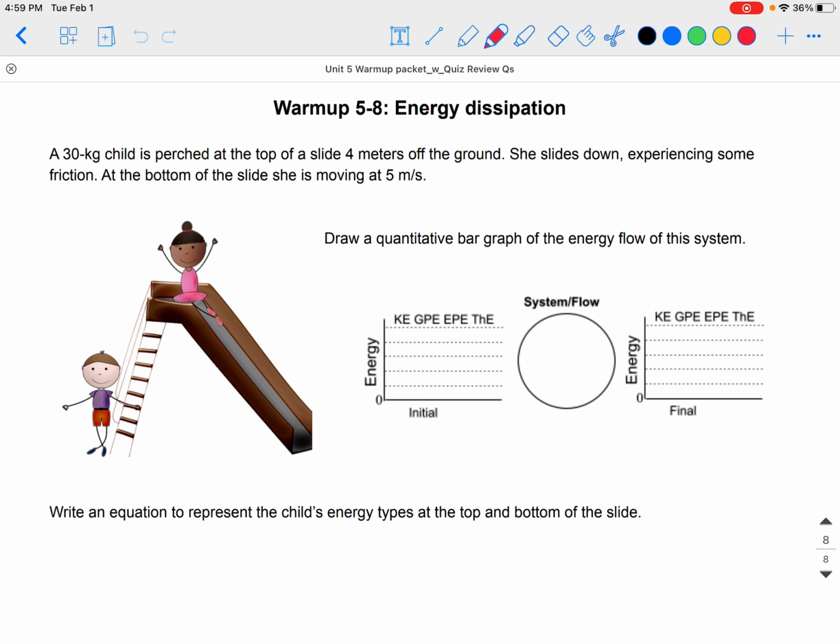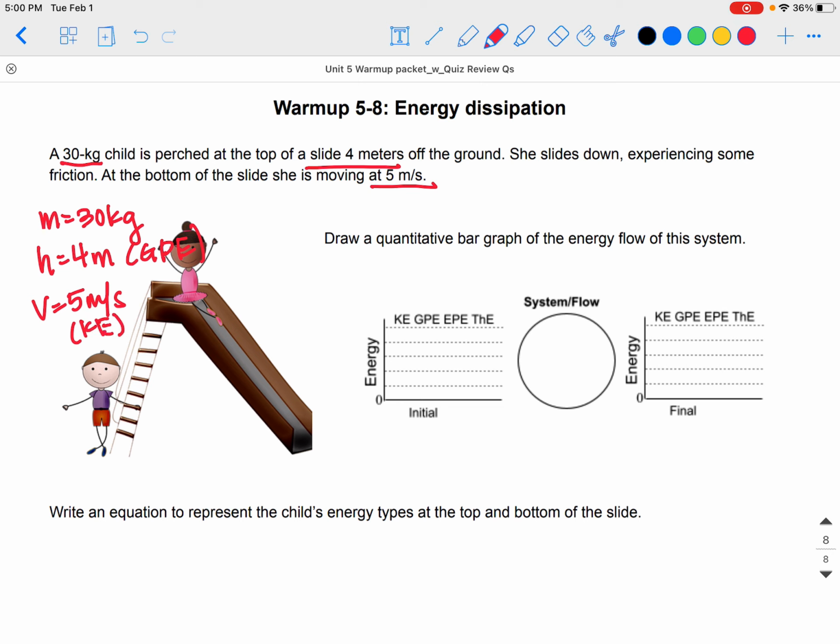As we're reading through, I'm going to write down the givens. The first thing is we've got a mass of 30 kilograms. We've got a slide that is 4 meters, so that's a height. One thing I encourage you to do is when you see these values, think about what energy is involved. If you have a height, you've got gravitational potential energy. Last, we've got velocity, which is 5 meters per second, and that would be kinetic energy.